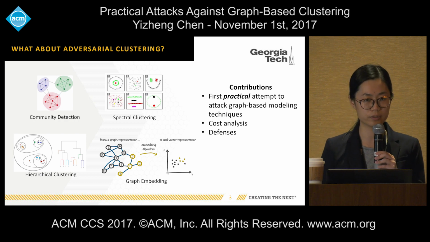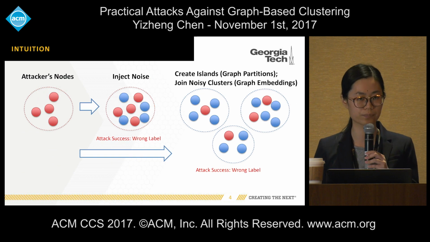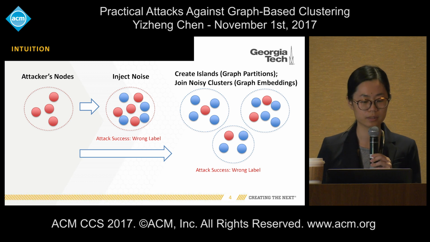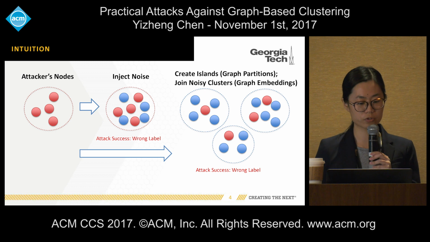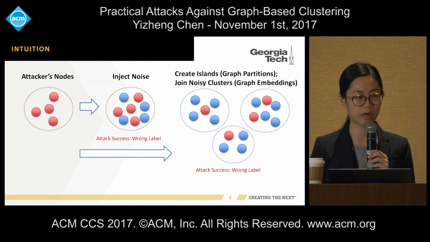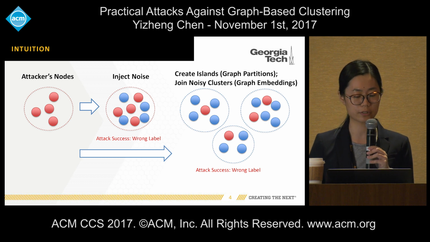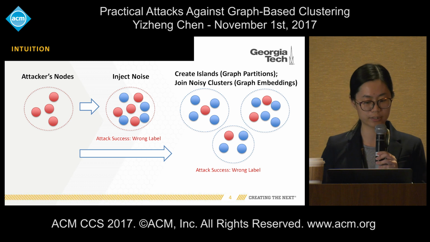The attacker starts with her nodes being clustered together like so. She can either try to inject noise into the existing cluster, and the attack will be successful if the noisy cluster after noise injection is predicted with the wrong label by a following classifier. Or she can try to separate her nodes so that these nodes no longer cluster together. This creates islands in graph partition-based clustering schemes, and the nodes will join other noisy clusters if the clustering is based on graph embeddings. We require that the attack be successful if all such clusters are predicted with the wrong label by a following classifier.